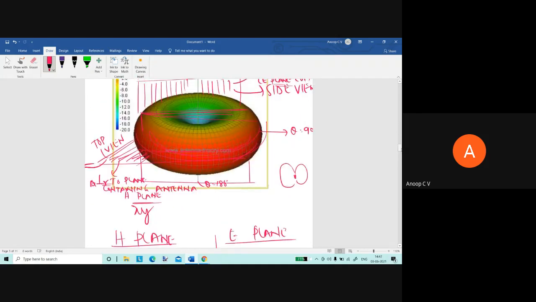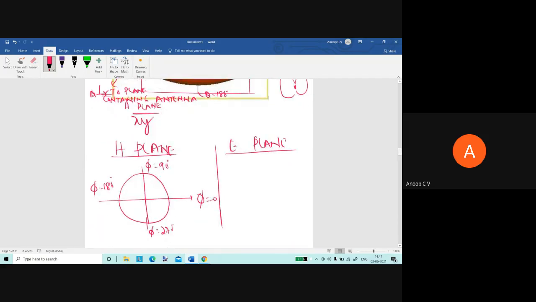You are cutting it vertically, like this. If you cut like this, it will be a figure of 8. I'll draw that. So this is theta equal to 0, theta equal to 90 degrees, theta equal to 180 degrees. The cut will be something like this. So this is the E-plane cut.